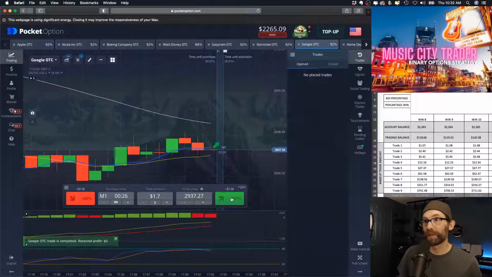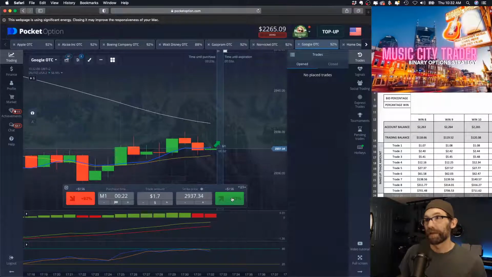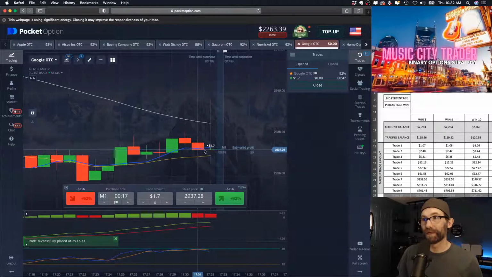I lost that one. So I missed my entry. Oh, there he goes. I got an entry that was very similar. This is moving very close to here. So I went ahead and entered in.